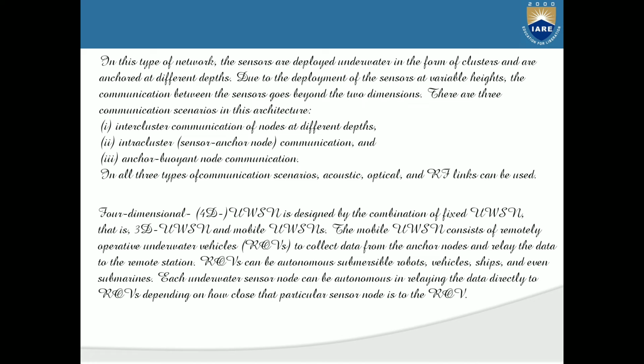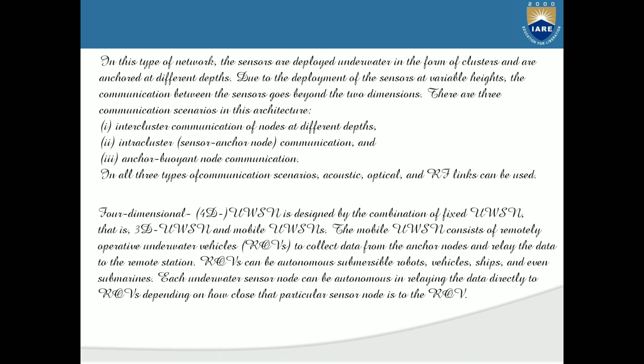In this type of network, the sensors are deployed underwater in the form of clusters and are anchored at different depths. Due to the deployment of sensors at variable heights, the communication between the sensors goes beyond two dimensions. There are three communication scenarios in the architecture. First, intracluster communication of nodes at different depths. Second, intercluster communication. And the third one is anchor to beacon node communication. In all three types of communication scenarios, acoustic, optical, and RF links can be used.